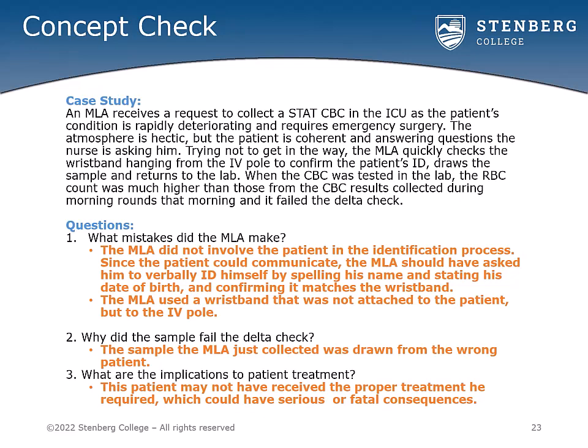Answer 2. Why did the sample fail the delta check? The sample the MLA just collected was drawn from the wrong patient. What are the implications to patient treatment? This patient may not have received the proper treatment he required. For instance, the patient's RBCs were low and the patient required a transfusion, but the false high RBC count gave a false indication that the patient doesn't need a transfusion. This could have serious or perhaps fatal consequences for the patient.